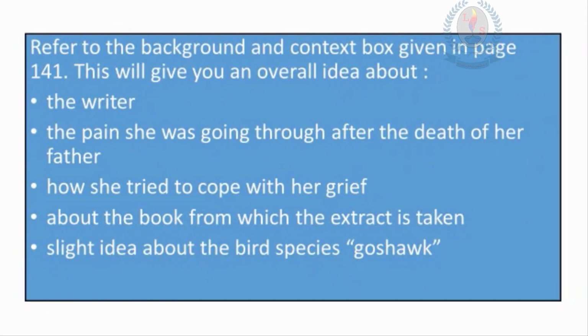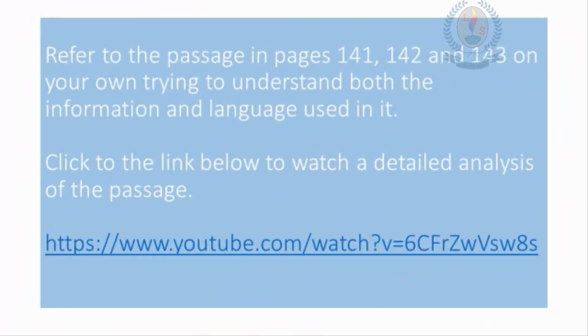Before moving further, I want you to read the background and context box in page 141. This will give you an overall idea about the writer, the pain she was going through after the death of her father, how she tried to cope with her grief, about the book from which the extract is taken, and a slight idea about the bird species goshawk. Okay, now you have a basic idea about the extract.